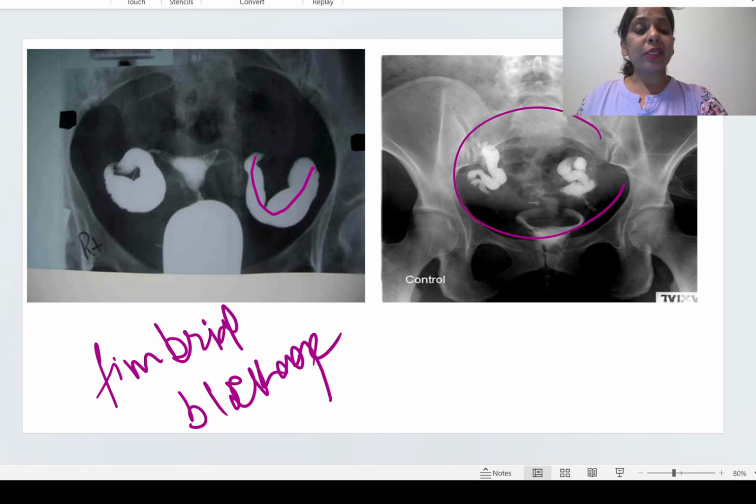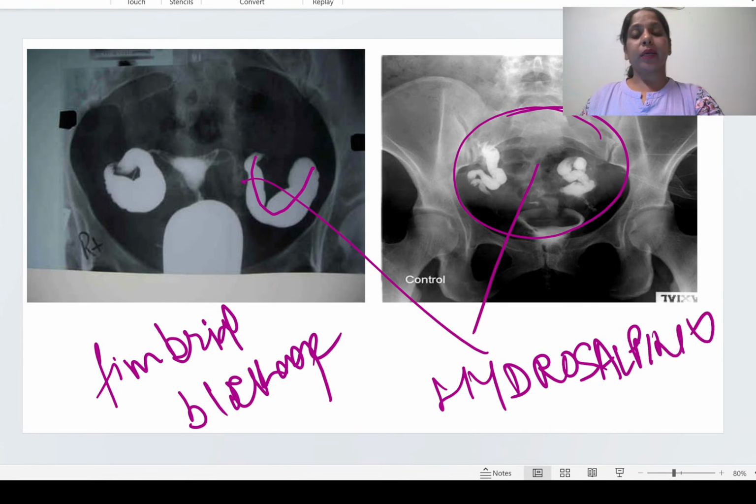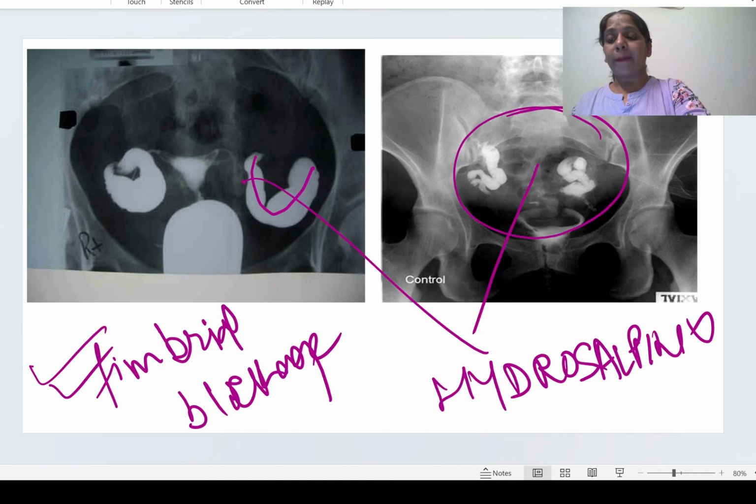Now what has been asked here? As you can see, the tube is swollen. These both are hydrosalpinx, because in the question, if it is written site of blockage, you will write fimbrial blockage. If they ask you the diagnosis, then the diagnosis is hydrosalpinx.